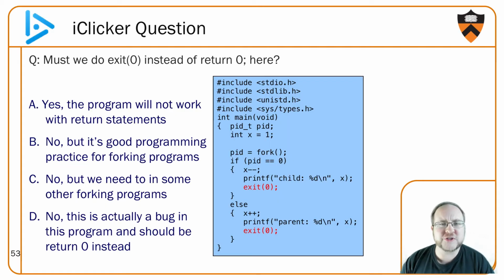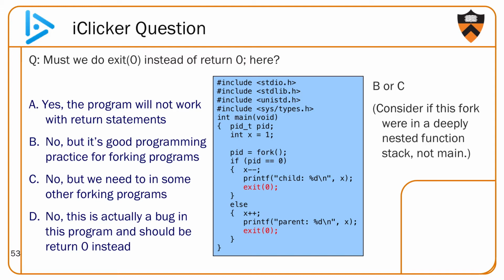So one last question arising from this code. Instead of returning 0, we exit 0. Should we? Is it even right? Again, pause the video and think about it for a bit. The answer here is B or C. This code is correct, but it would have also been correct had we done return 0 here instead.